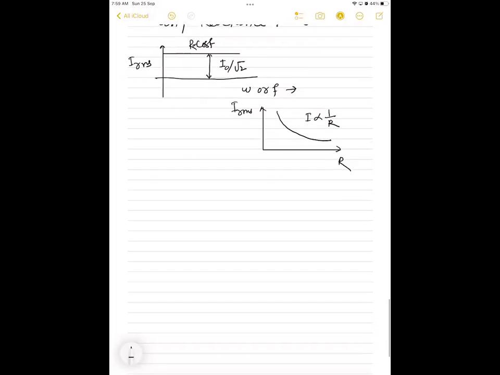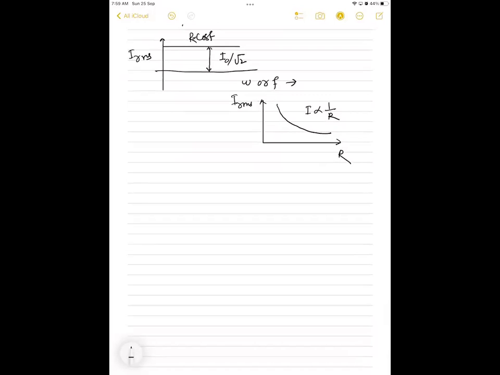And I also told you about power factor, cos phi. Power factor is RMS value by R, average. Power factor is cos phi. Here there is no phase difference, so cos 0 is equal to 1, correct?